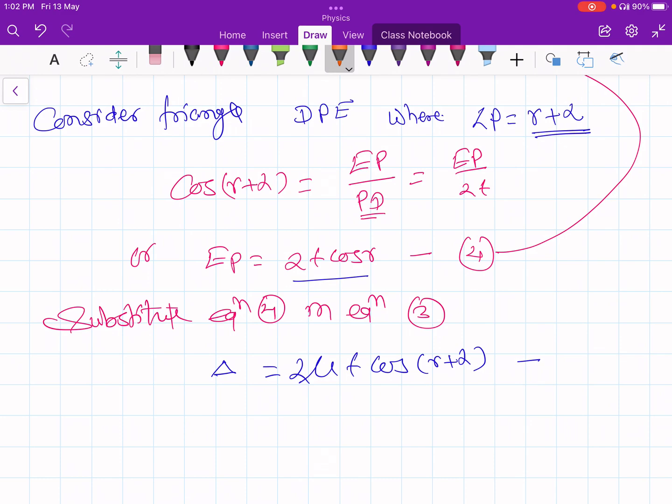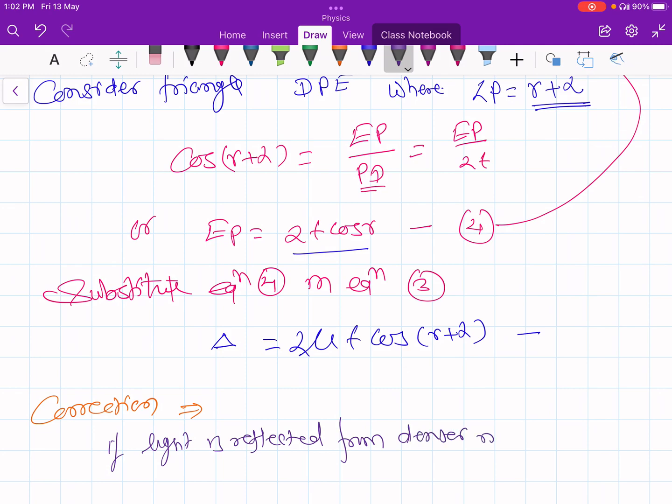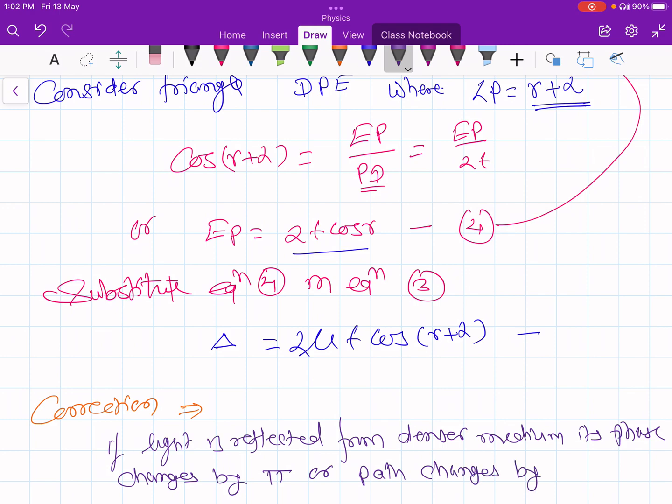But we have to correct the path difference. So there is a correction. What is the correction? Correction is if light is reflected from denser medium, its phase changes by pi, or path changes by lambda by 2. You know this condition. So in this we have to make the correction.